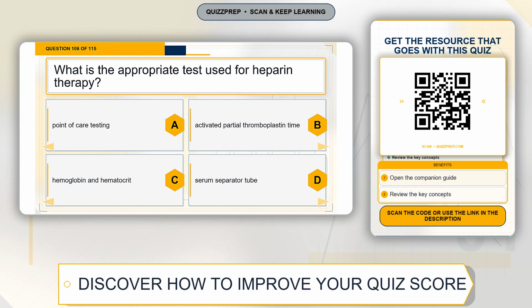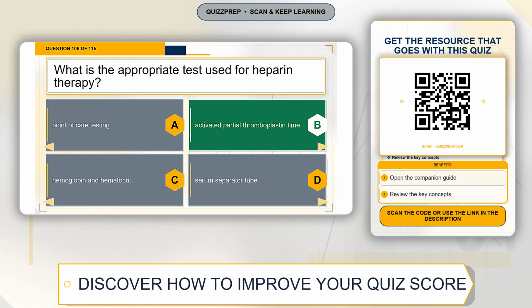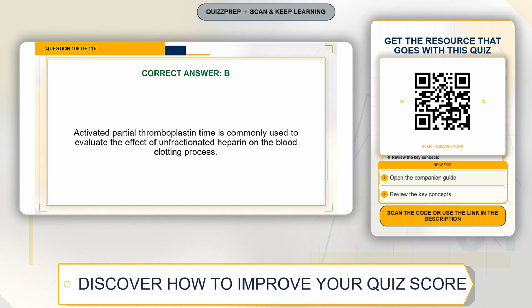Question 106. What is the appropriate test used for heparin therapy? Option A, point-of-care testing. Option B, activated partial thromboplastin time. Option C, hemoglobin and hematocrit. Option D, serum separator tube. The correct answer is option B, activated partial thromboplastin time. Explanation. Activated partial thromboplastin time is commonly used to evaluate the effect of unfractionated heparin on the blood clotting process.